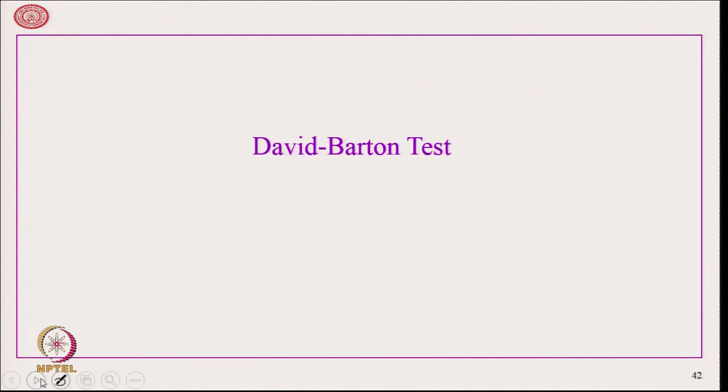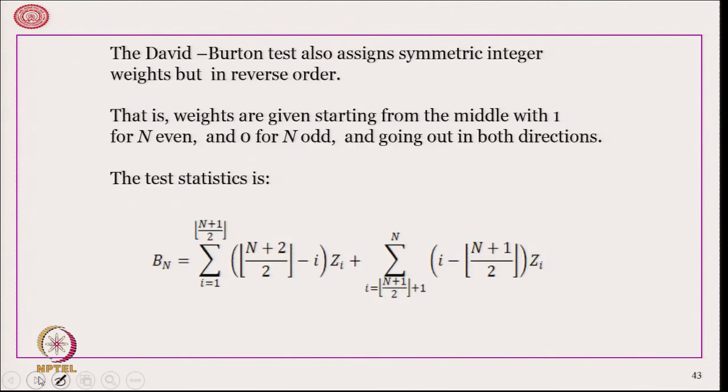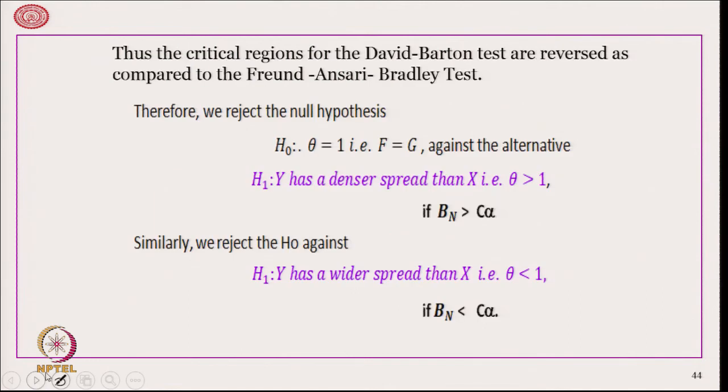Let me talk about another test of very similar nature, which is called the David-Barton test. It is also very similar to the Freund-Ansari test, but there is a subtle difference. Here, the weights are given starting from the middle with 1, and as it goes further to the ends, the weights are increasing. So, the middle weights are going to be 1, but the weights are going to increase as we go further from the central region. Therefore, what is going to happen? Everything will remain the same, but it will alter the rejection criteria.